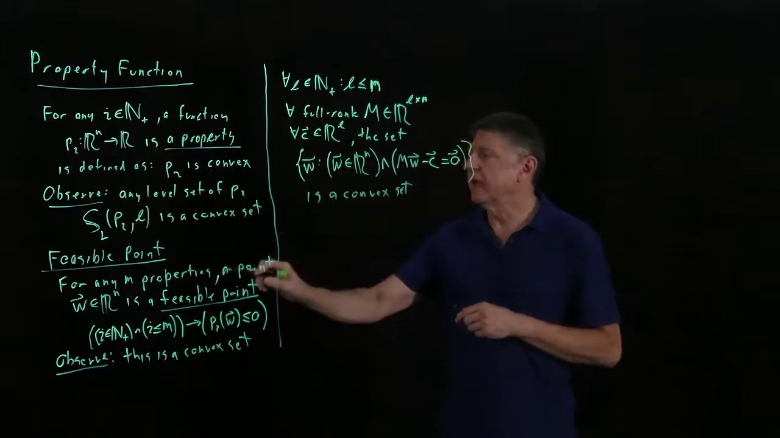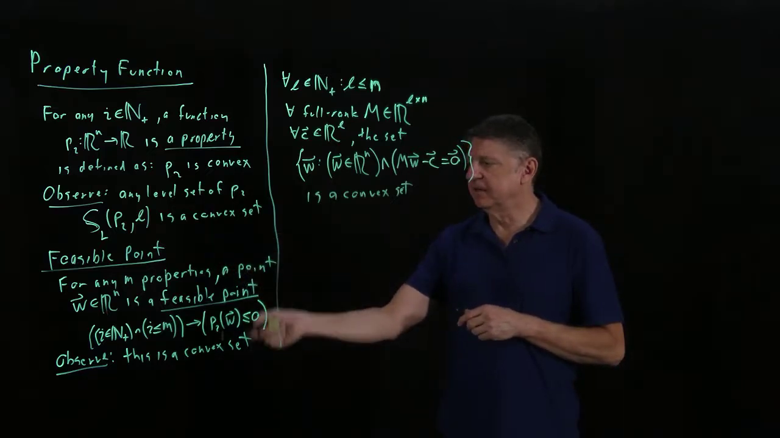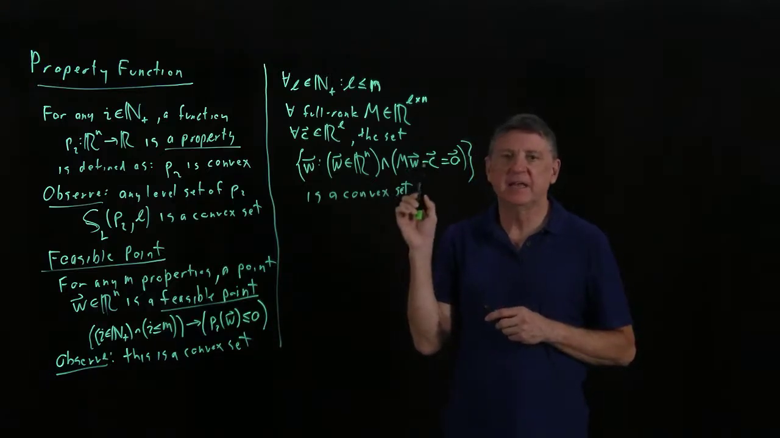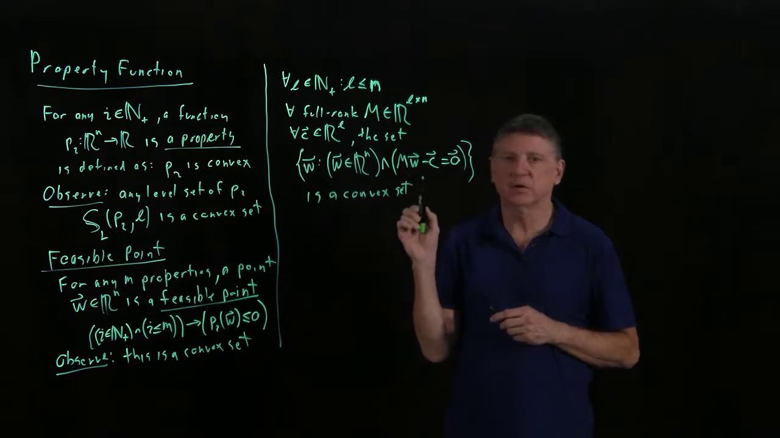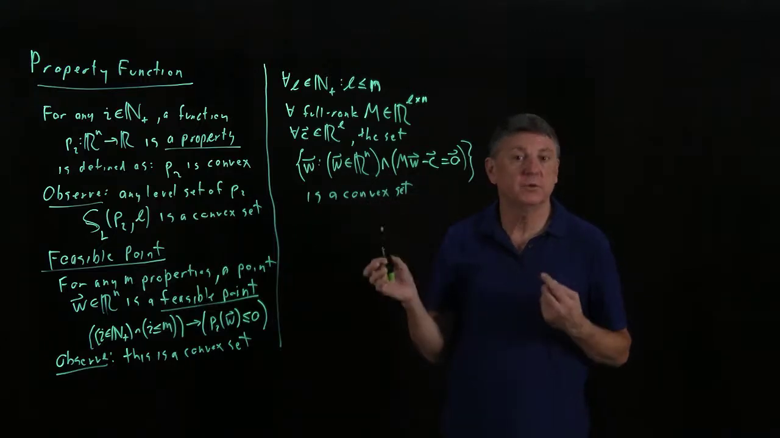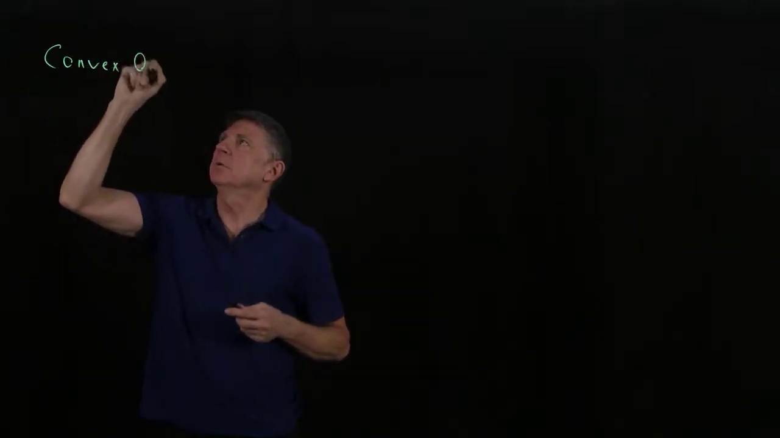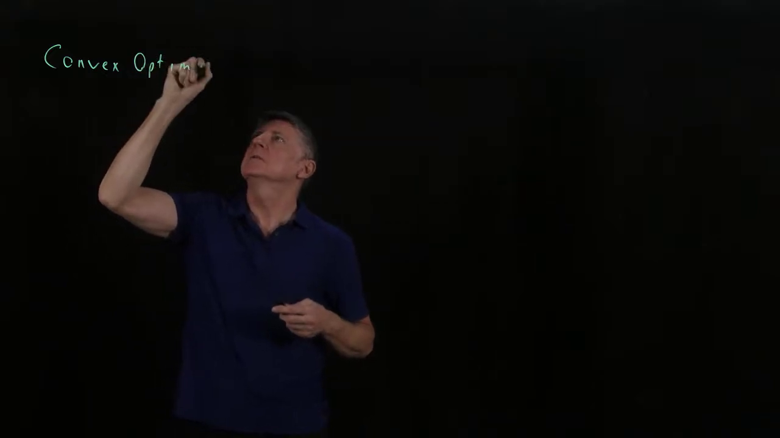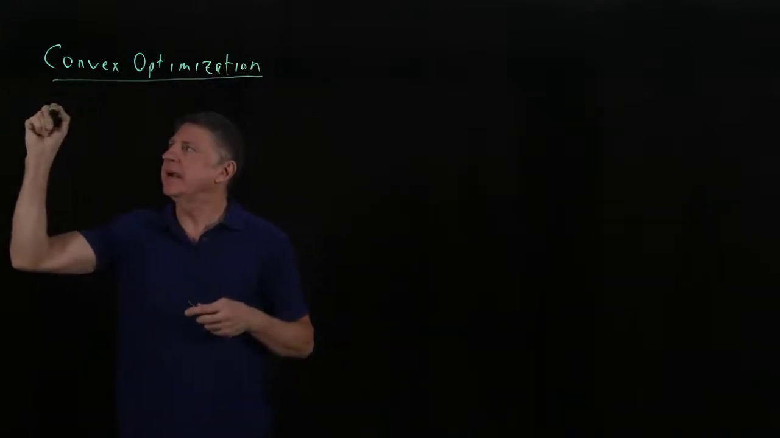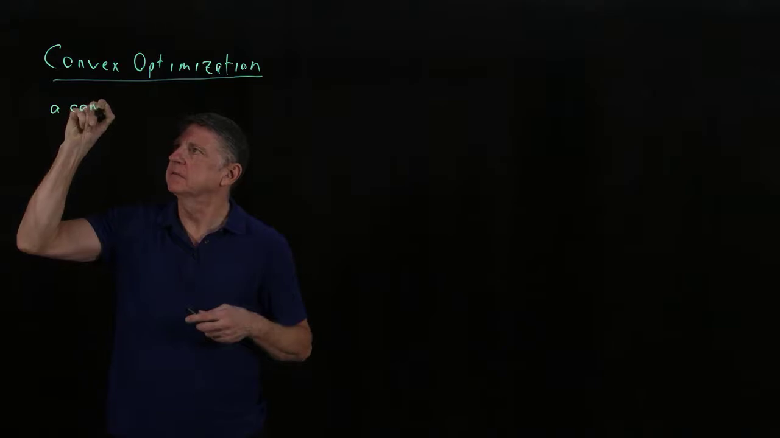So here what we had was, we said that feasible points are a convex set. Now what we're doing is we're specifically saying that if all of our properties are linear, then this is a convex set. And this can be proved, and we do so in the notes for this class. With this understanding, we can now define what we mean by a convex optimization problem. So such a problem is one that has to have a convex objective.